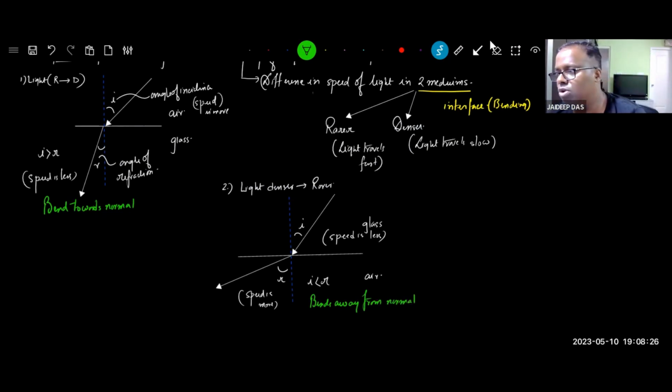Wherever the speed is more, it is known as a rarer medium; you can run around freely. Wherever the speed is less, it is known as a denser medium. In a denser medium you cannot run, you will get stuck.